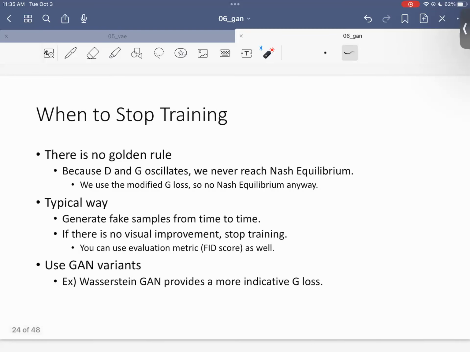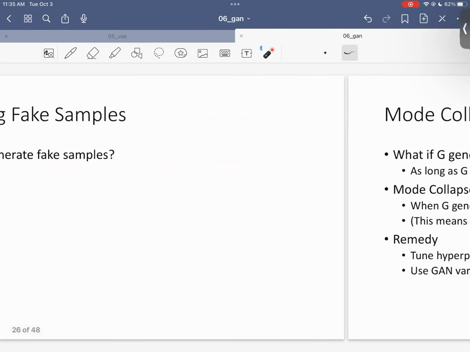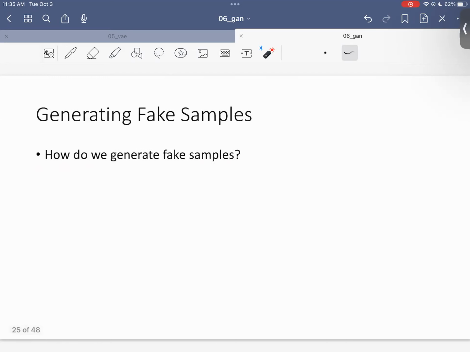Right, so we talked about when to stop training. And then generating fake samples. How do we generate fake samples? This will be very easy. We just sample Z from some random distribution, plug that Z into G, and then this becomes our X prime, and that's it.